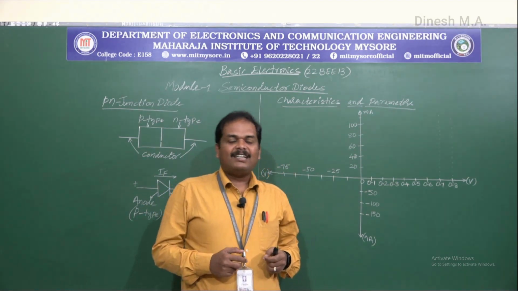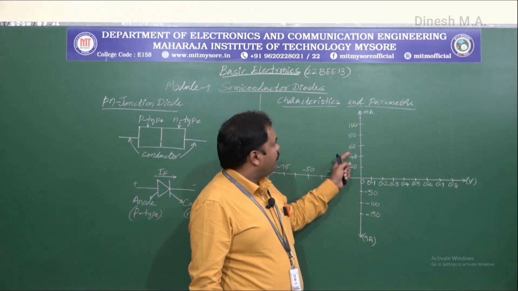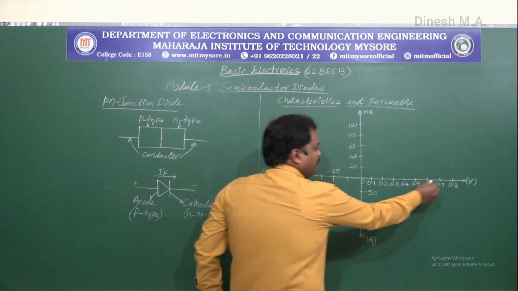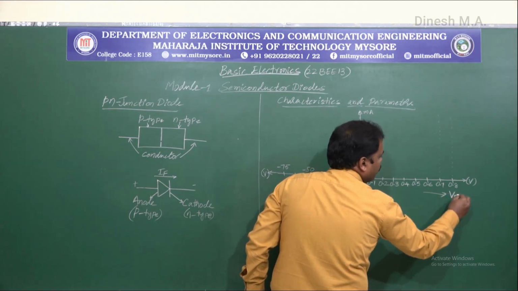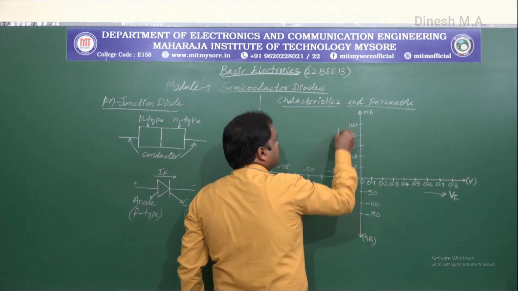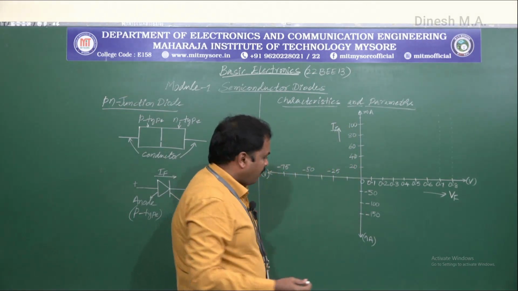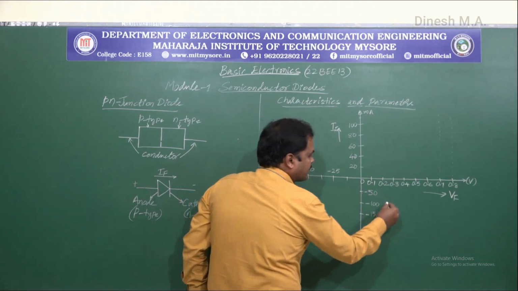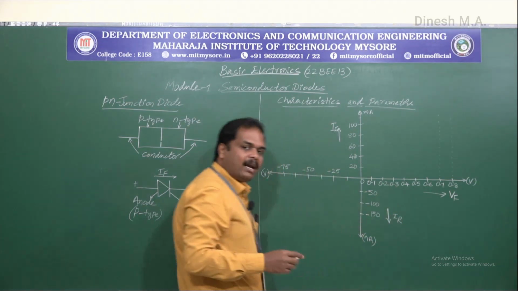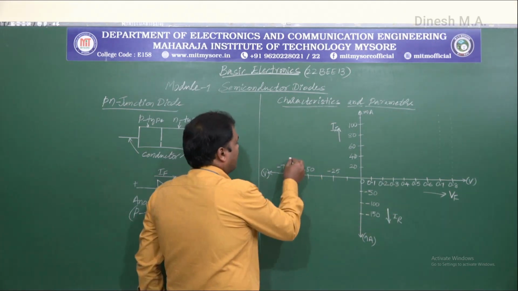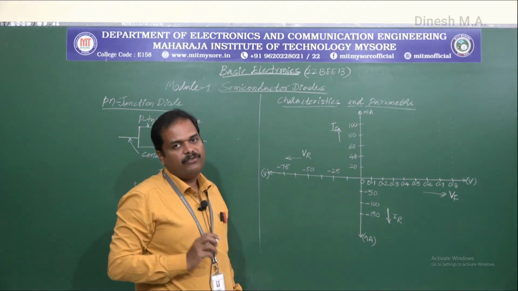Now let us understand the IV characteristics of a PN junction diode. Here we have the VI characteristic plot, and the x-axis represents the forward voltage VF, and the y-axis represents the forward current IF. In the same way, the negative y-axis represents the reverse current IR, and the negative x-axis represents the negative voltage, that is the reverse voltage VR.